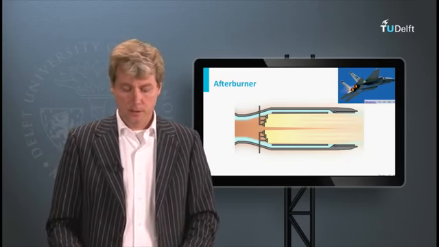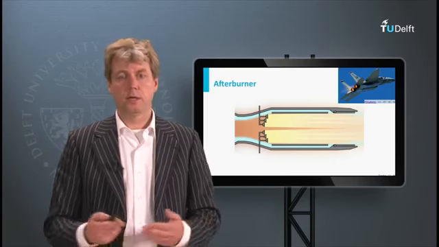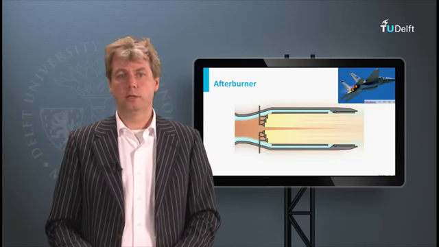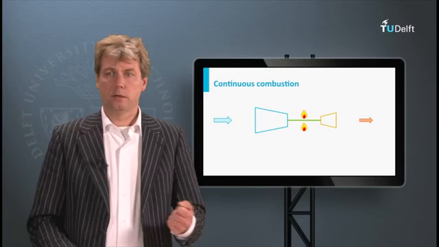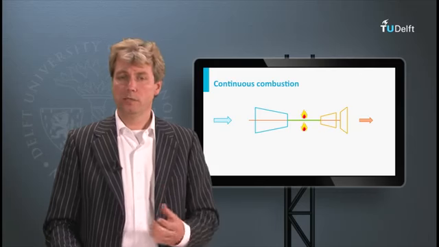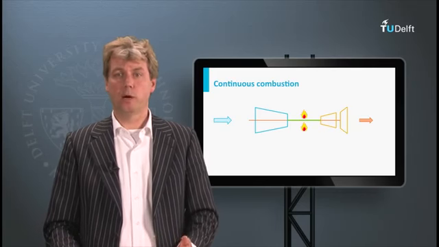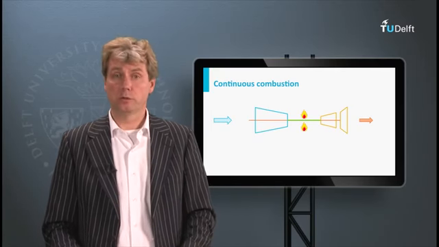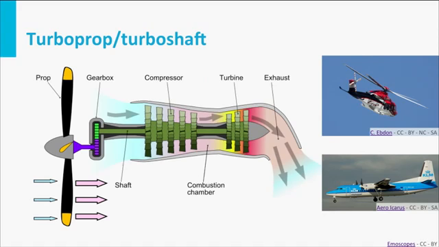Well, the energy that's in the exhaust can be used as a simple reaction propulsion, but you can also use the energy in a different way. When you have this continuous combustion engine, you add an extra turbine, you can decelerate the air again, and you have a lot of power on the shaft. You have a lot of shaft power, which you can connect to a propeller or a rotor. And this is the basic principle of what we call the turboprop engine when a propeller is connected to the shaft, or the turboshaft when it's used for a helicopter to drive a rotor.